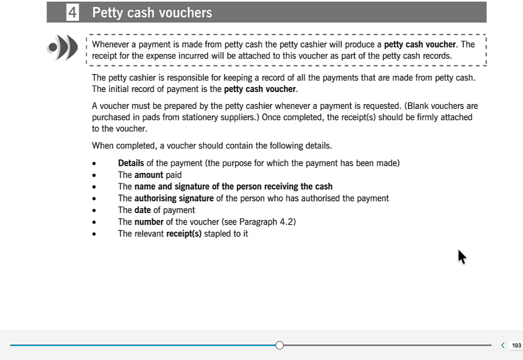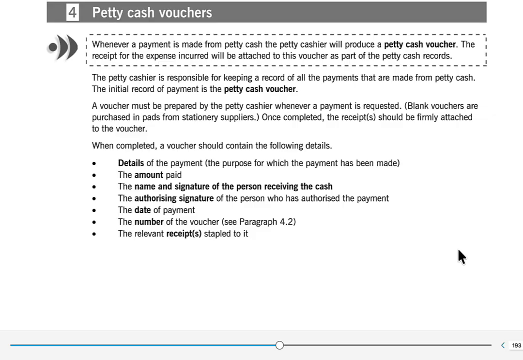What is a petty cash voucher? A petty cash voucher is a small form that the petty cashier completes every time petty cash is paid out. Think of it like this. The petty cash voucher is the mini invoice inside the business. It explains what the cash was used for. It also shows who received the cash, and it shows who approved the payment. So the voucher becomes the official record of the payment.